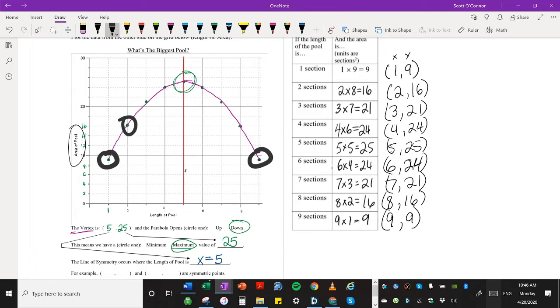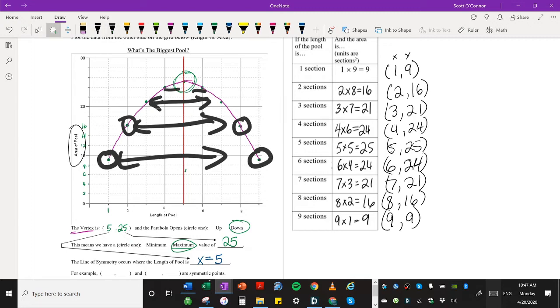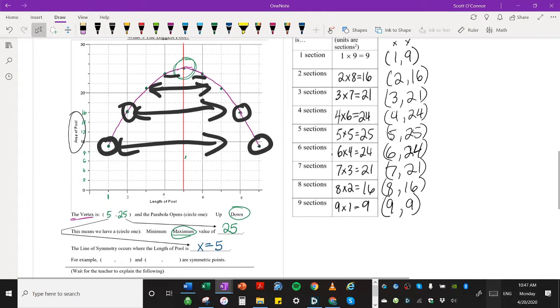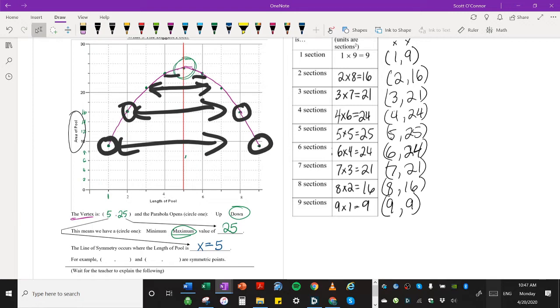Here's another one, (2, 16). What does it match with? It matches with (8, 16). So those two are symmetric points. Can you see the pattern? And you can imagine these ones are also going to be symmetric points, and these ones at the top as well. Let's write the ones that are at the very top. So that's (4, 24). We're going to write it down here, (4, 24). And then what is that symmetric with? That's symmetric with (6, 24). So those are examples of symmetric points.